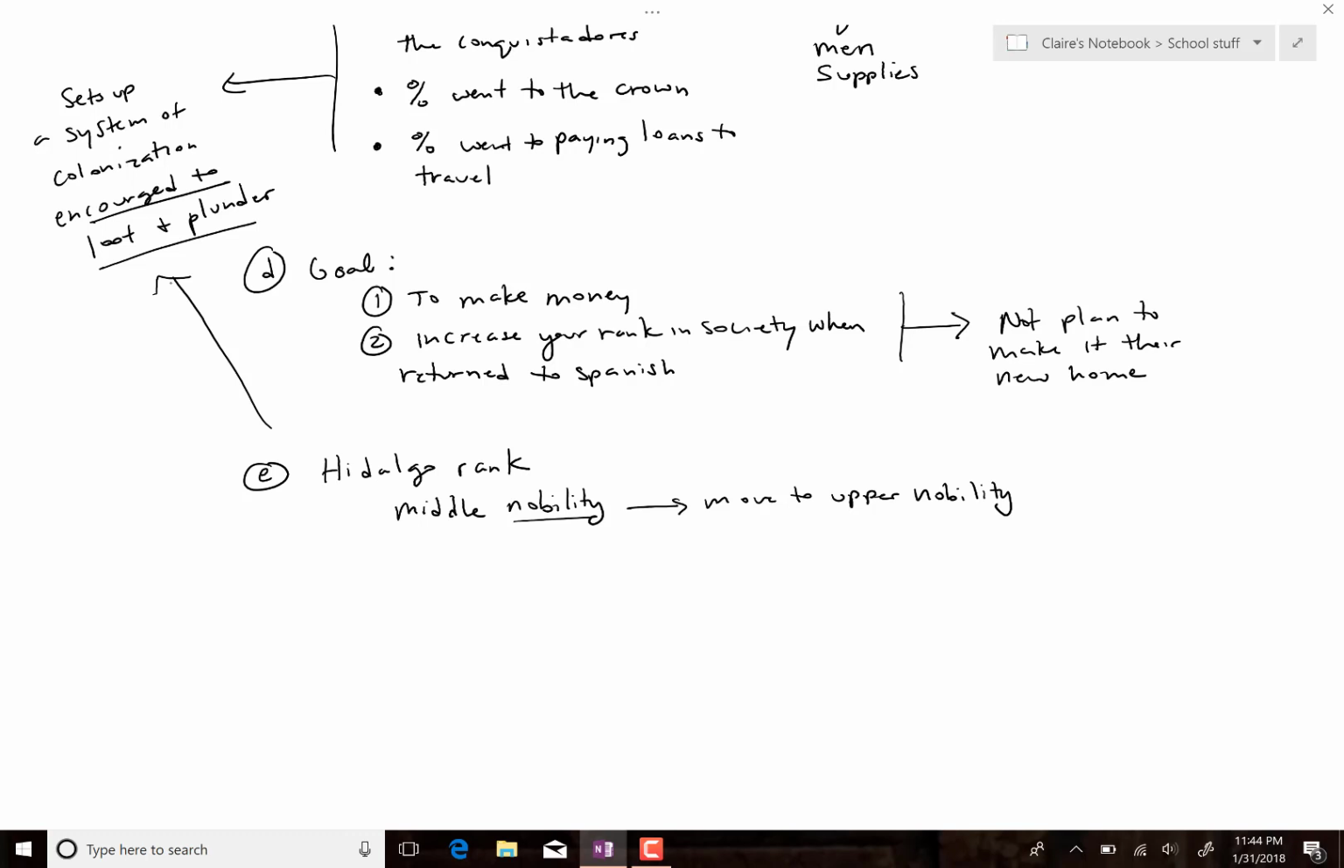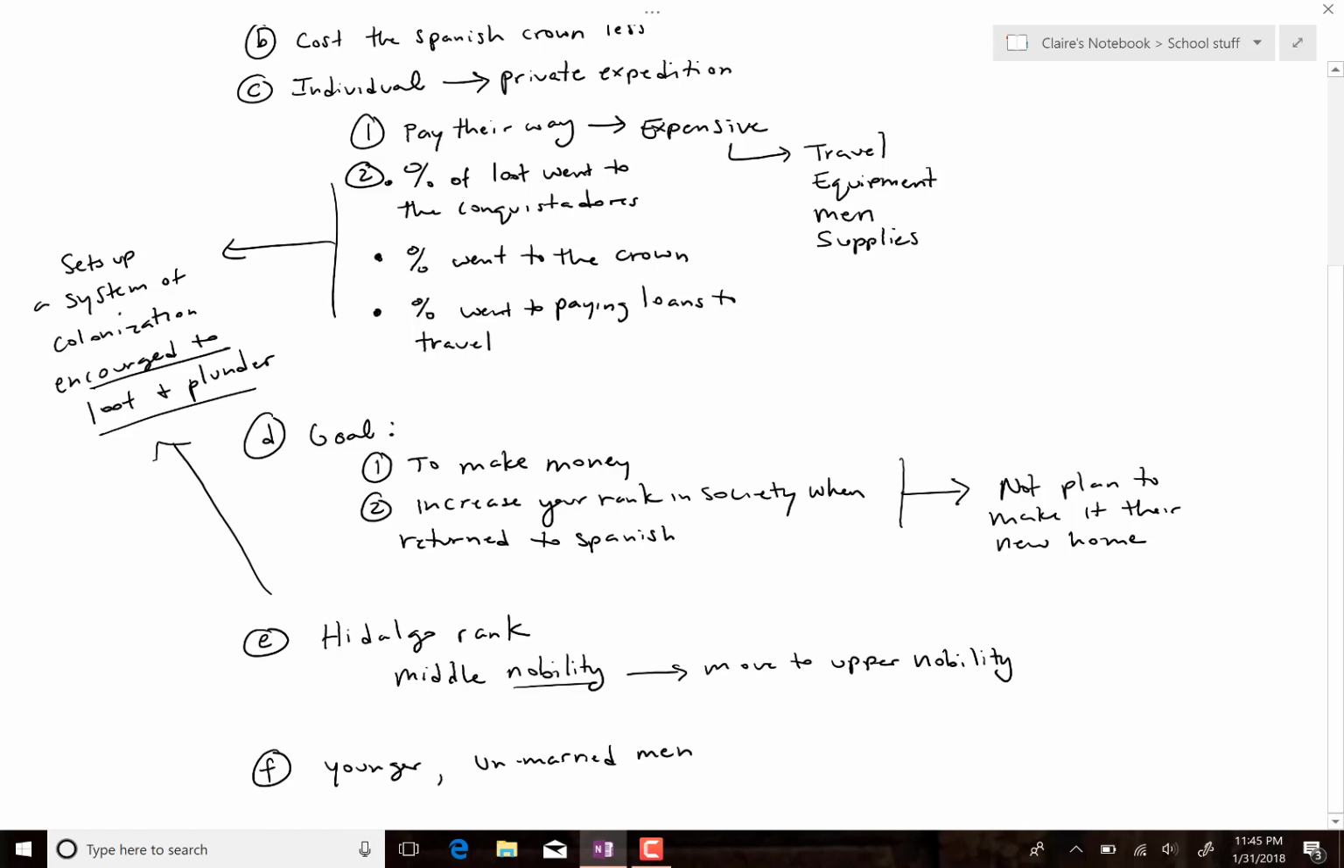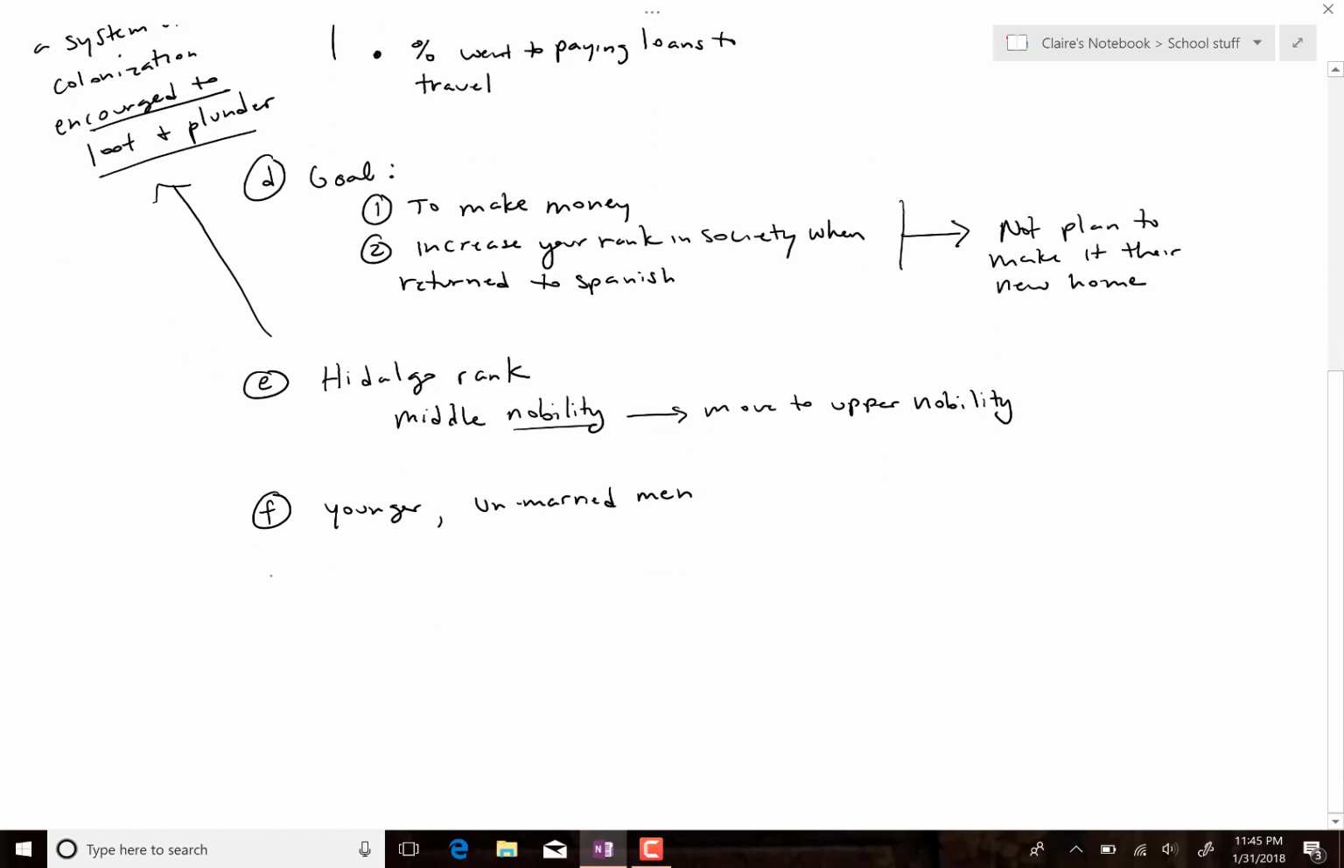And the fact that you're not planning on staying there means the long-term consequences of what you're doing to the native population are irrelevant in their eyes, because they're going to be back. They're not going to have to deal with the consequences long term. They're not planning to make a life there. These were largely younger, unmarried men. They were young enough that they weren't married yet, they weren't tied down, and they were looking to advance. Very ambitious individuals willing to gamble, because this was a gamble. There was no guarantee that you were going to make a lot of money. So a gamble to increase status and wealth.